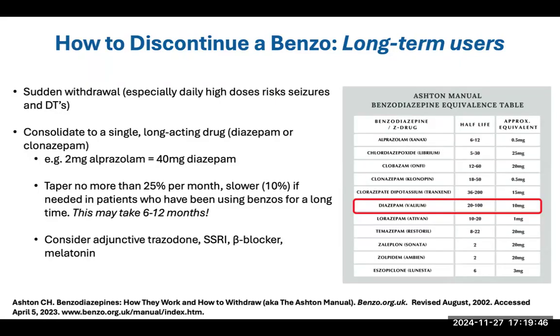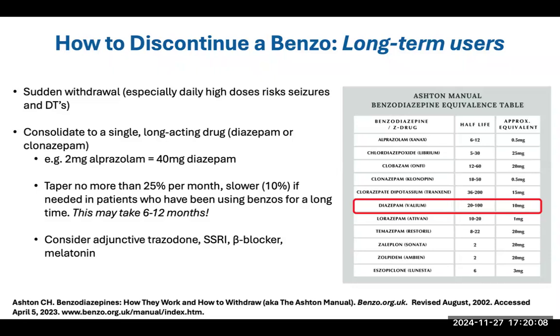So, for example, if you're on 2 milligrams of alprazolam, you would convert that. Half a milligram of alprazolam is equivalent to 10 milligrams of diazepam. So that would be 40 milligrams of diazepam. And then we make this very slow drop off. And you're going to have to probably treat some of the symptoms that will emerge.